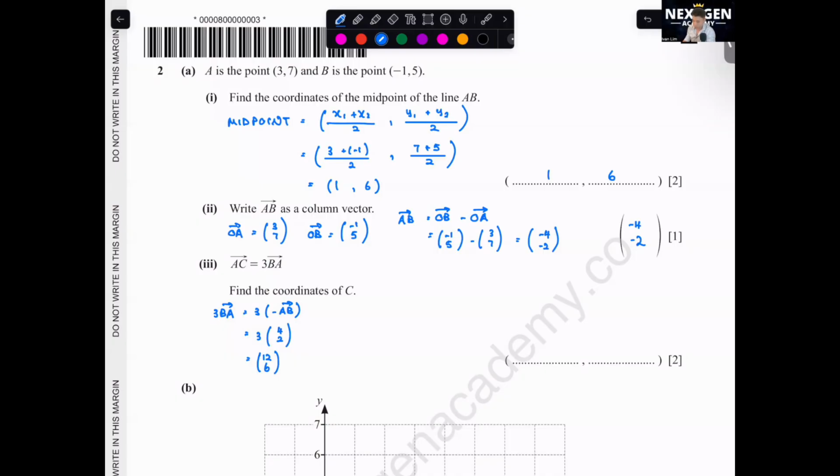3BA is equal to (12, 6). Now, we want to find OC. Okay, we break it down. AC equals 3BA. This is OC minus OA equals 3BA. OC can be written as 3BA plus OA. BA is (12, 6). OA is (3, 7). And this will give us (15, 13). Okay, so the coordinates are (15, 13).